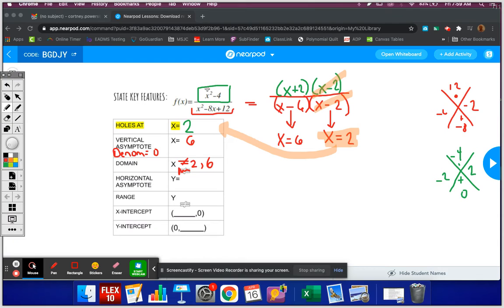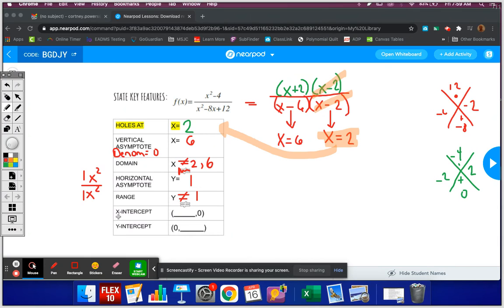What are our leading terms? So I'm going to erase this. Our leading term on the numerator is x squared. Our leading term on the denominator is x squared. So we compare those two. x squared over x squared technically would cancel out, and I would just be left with our coefficients. Because their coefficients are 1, we just say y equals 1. 1 over 1, which simplifies to 1. That's our horizontal asymptote line, y equals 1.